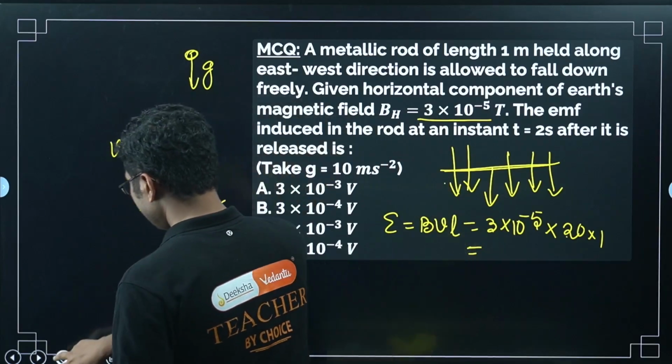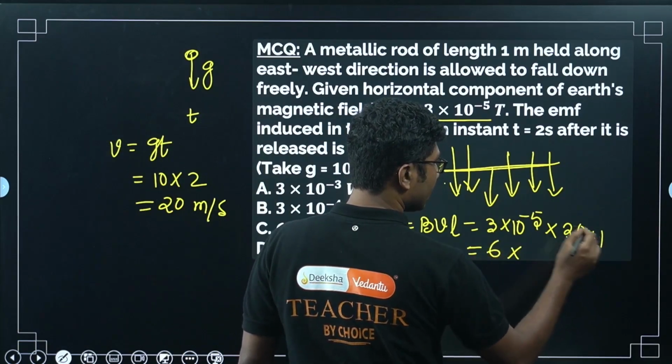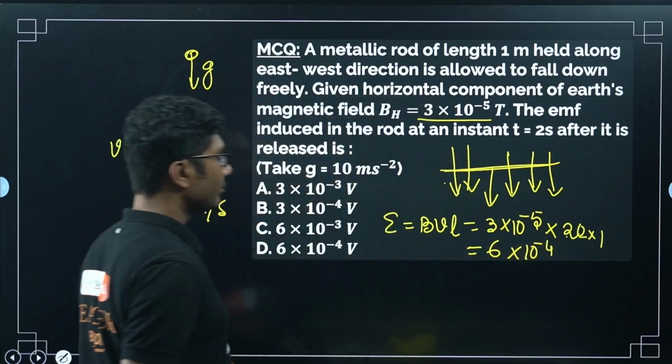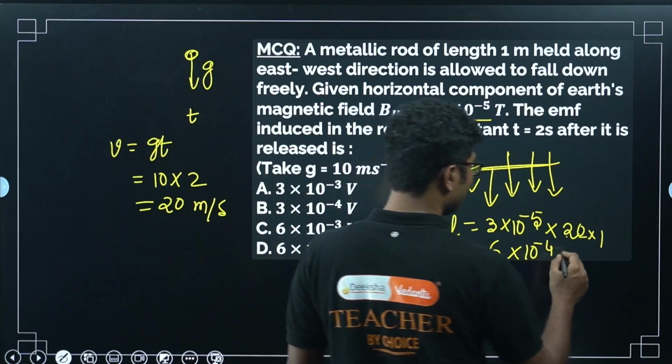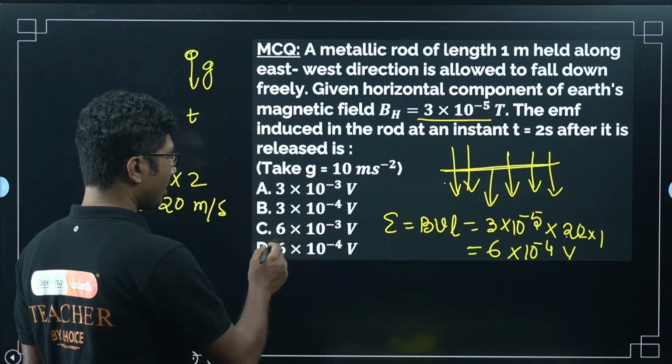Not 3 to the 60, 3 to the 6. Okay, 3 to the 6 and 1 0 we will compensate here, 10 to the power of minus 4. So the induced EMF is 6 times 10 to the power of minus 4 volts. Okay, 6 times 10 to the power of minus 4 volts.